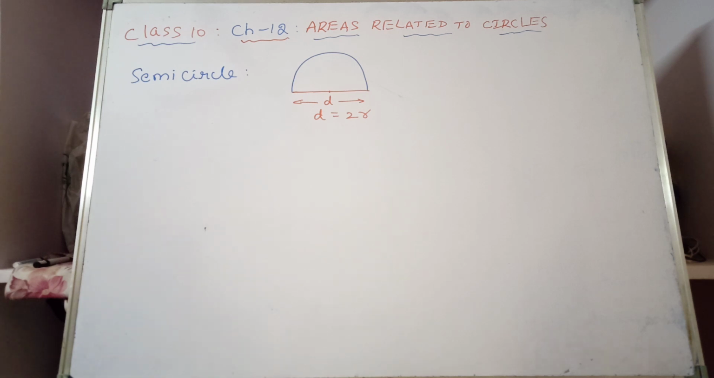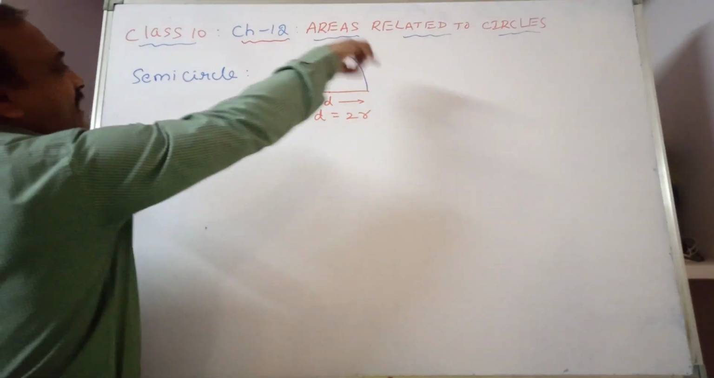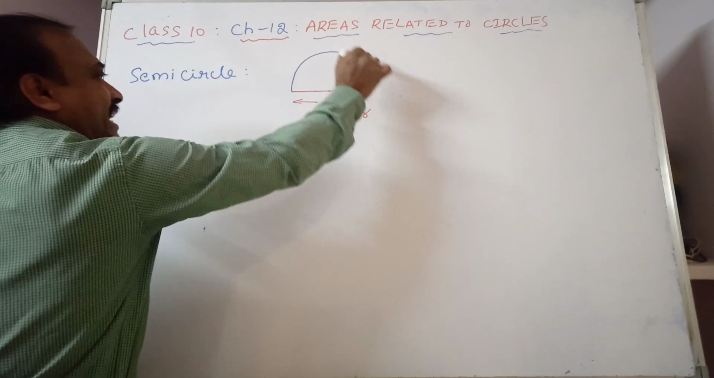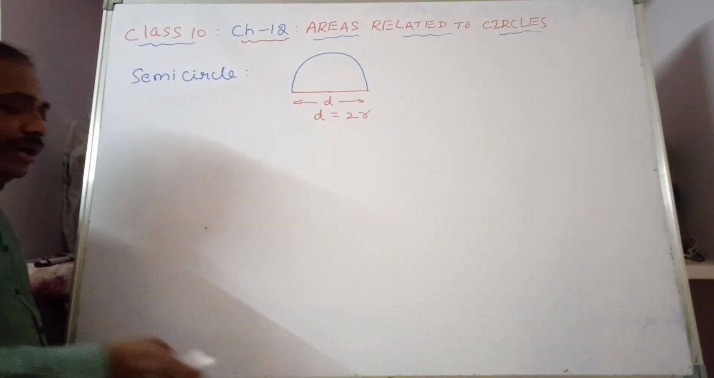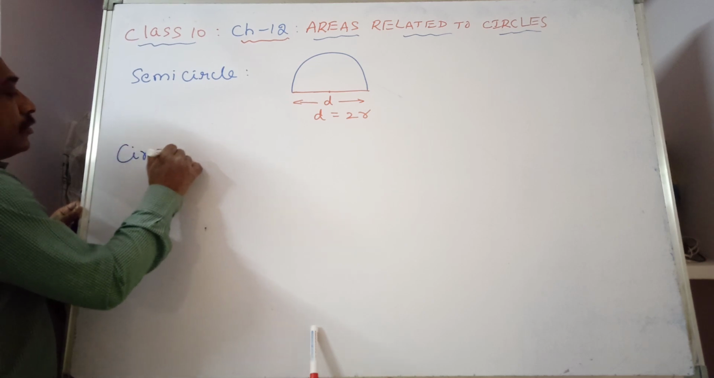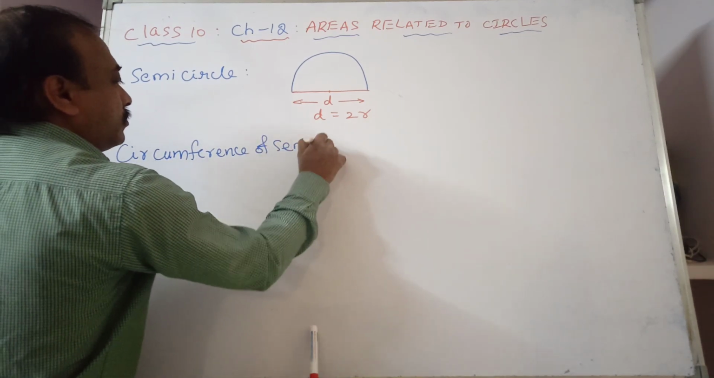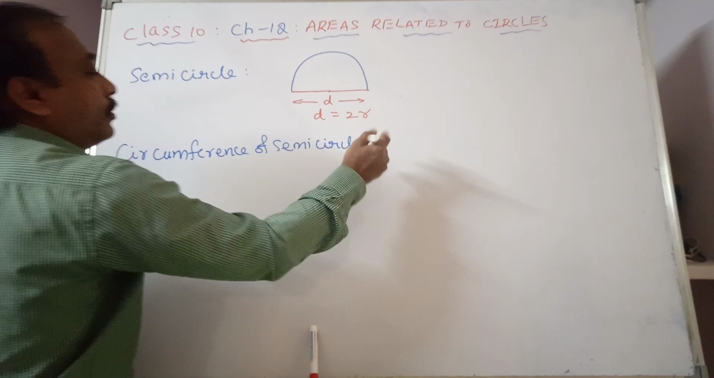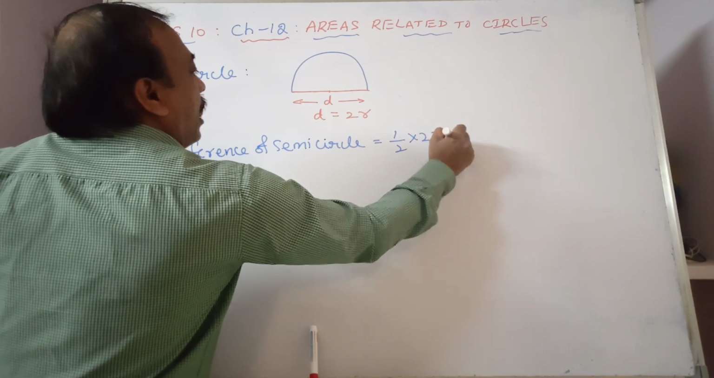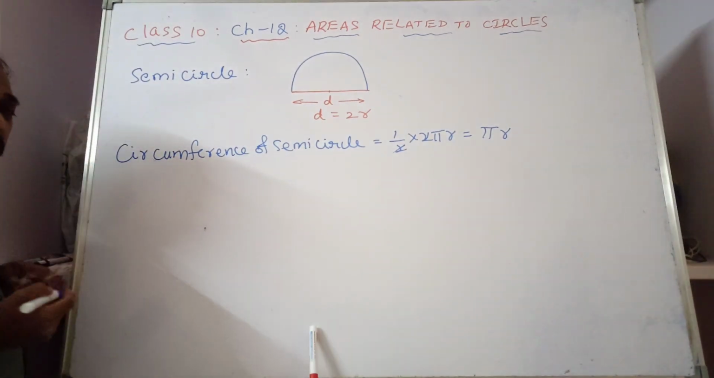Now we are talking about the semicircle. Semicircle means half of the circle. Circumference of the circle means the total length of the boundary. But here we have a semicircle, and there are two things you have to remember. Circumference of semicircle is equal to half of the circumference of the circle, which is half into 2 pi r, and the 2 gets cancelled, so it is pi r.